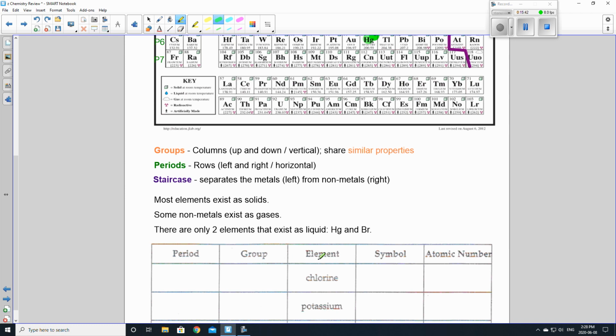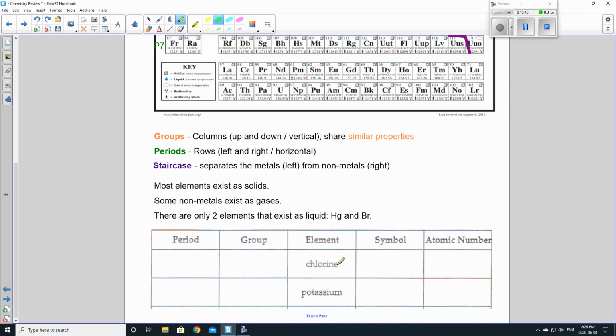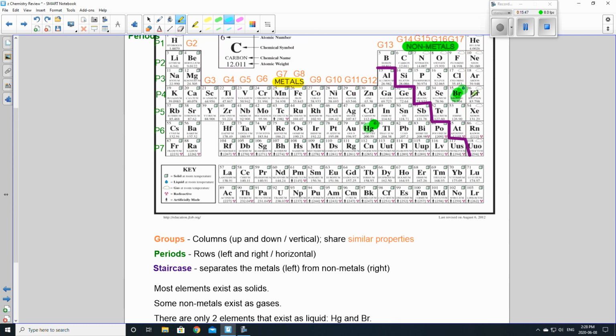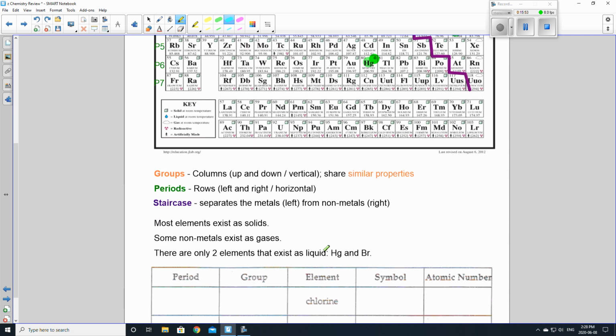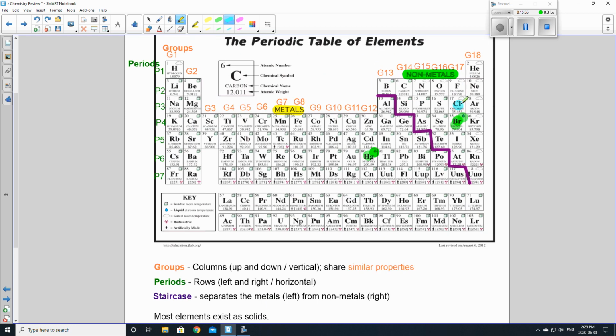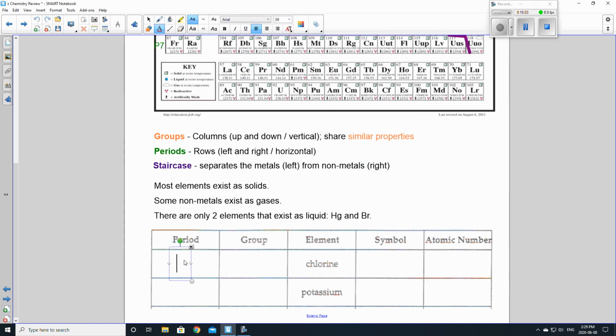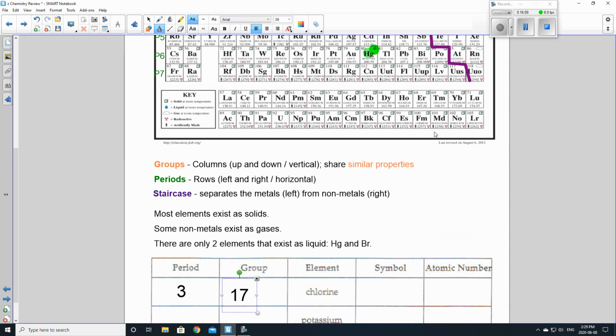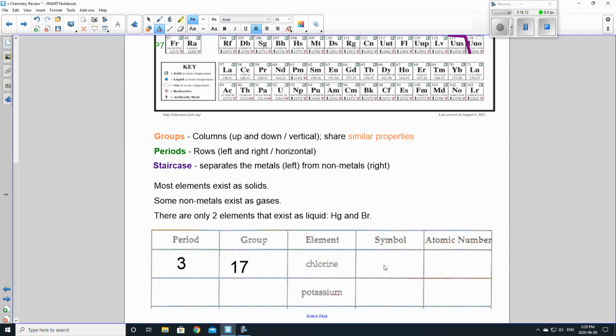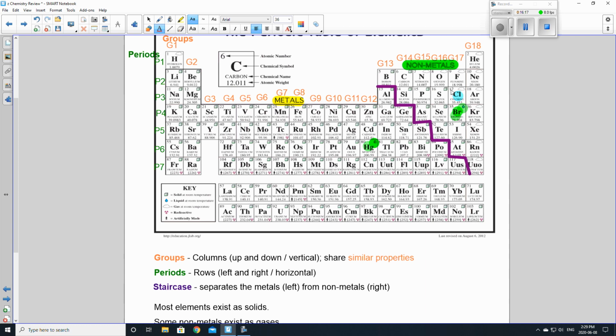Let's just practice quickly a few different things. Let's look up the element chlorine. Let's find out where chlorine is. I know it's a gas, so it must be a nonmetal. So there it is. Let's look it up. What's the period and what's the group? The period is period number 3. The group is group number 17. I'm just going to write that down. The period is 3, the group is 17. What is the symbol for chlorine? Well, it's Cl. And what's the atomic number? The atomic number is the number on the left-hand side. Atomic number, so it's 17.